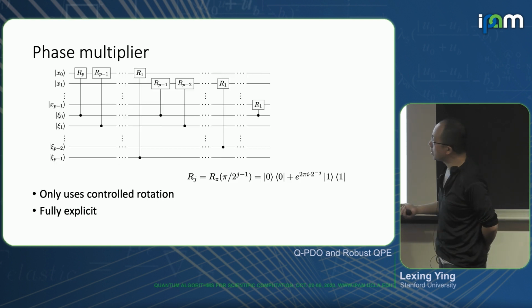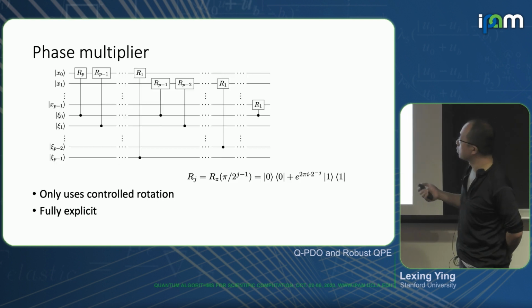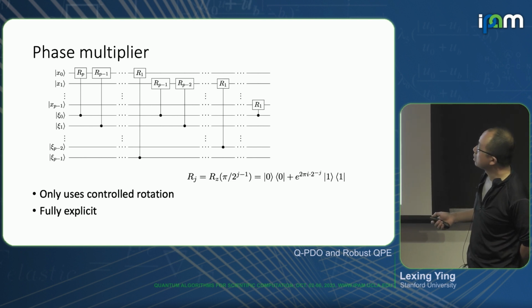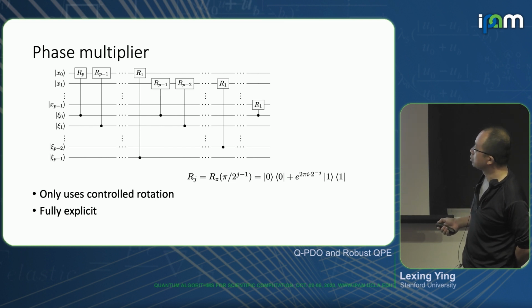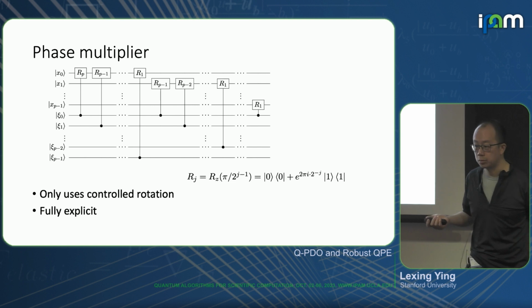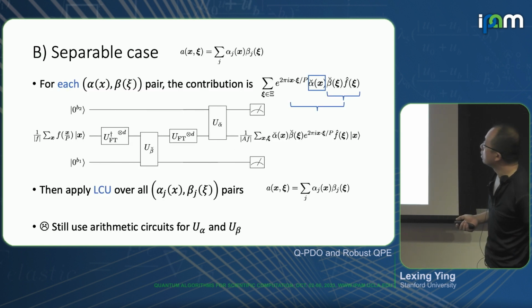Okay, to fix this low probability, first, this is the phase multiplier, and here's the explicit construction of the circuit. Depending on the binary expansion of your x variable and c variable, you do a bunch of controlled rotations, and if you do all of them together, this gives you the desired rotation that you want. This is very similar to what happens, for example, in the quantum Fourier transform.